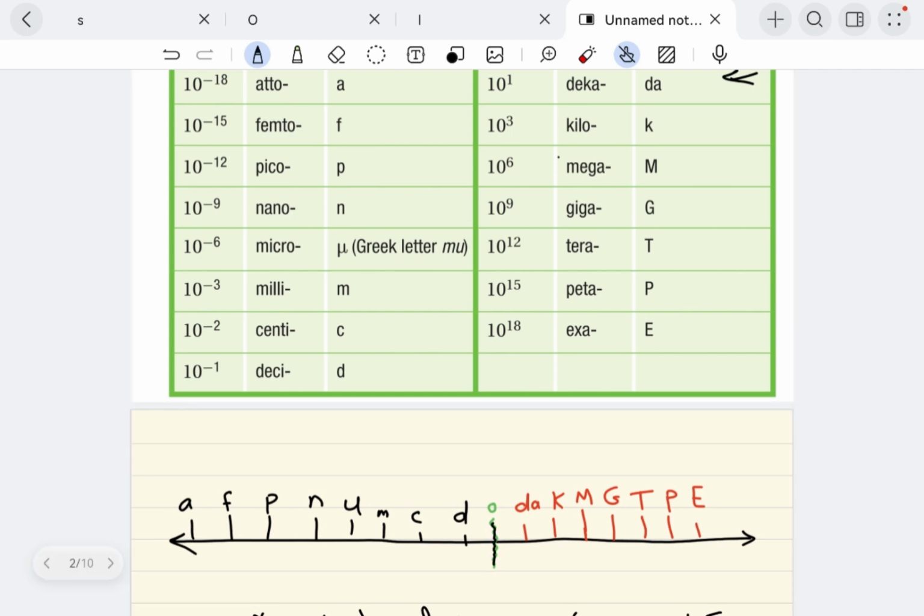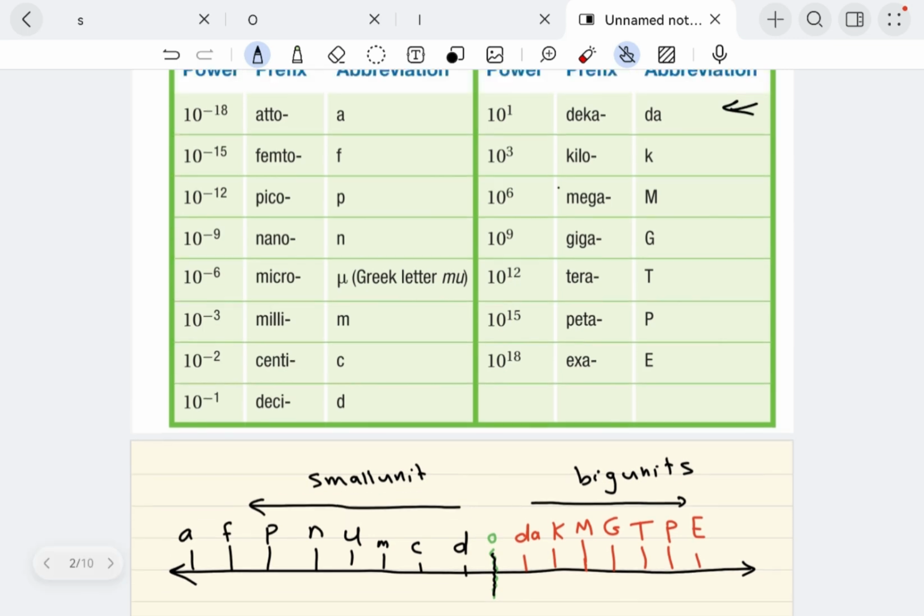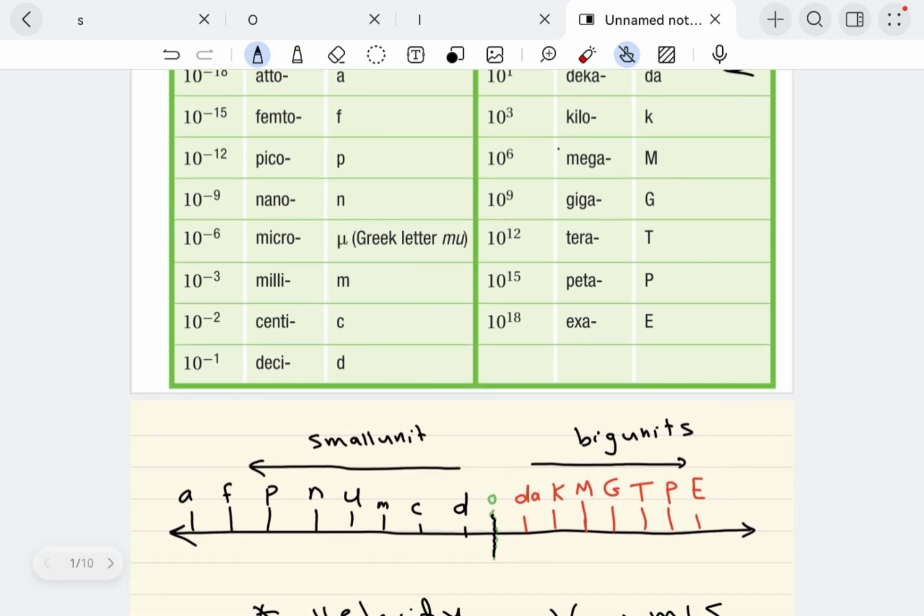This is the 0, and to the left are the small units, and to the right are the big units. So here I have decimeter, which is 10 to the power of minus 1. Then centimeter, which is 10 to the power of minus 2. Then millimeter, 10 to the power of minus 3. So here 1, 2, 3: deci, centi, milli.